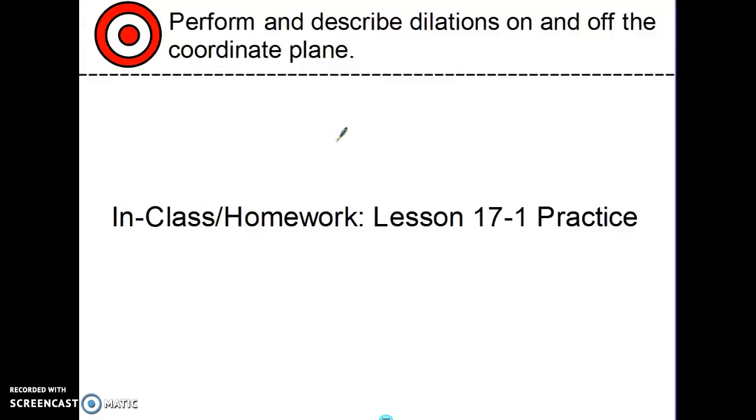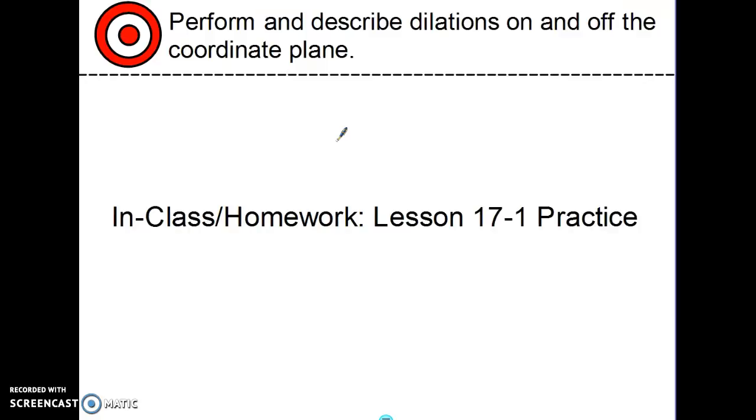All right, if you look at the other side of the piece of paper, there is a lesson 17-1 practice. Go ahead and start working on that right now in class. See how much of it you can get done, and finish it up tonight. I promise there will be time tomorrow at the beginning of class to ask questions, so please come ready to talk about those.